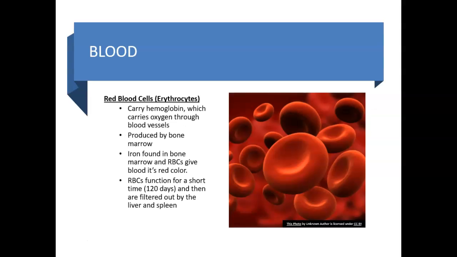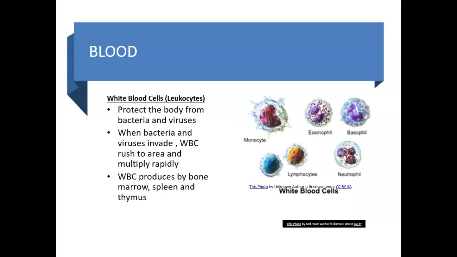Red blood cells carry hemoglobin, which carries oxygen through the blood. It is produced by the bone marrow. Iron found in the bone marrow and RBCs gives blood its red color. RBCs function for a short time, 120 days, and then they are filtered out by the liver and spleen.